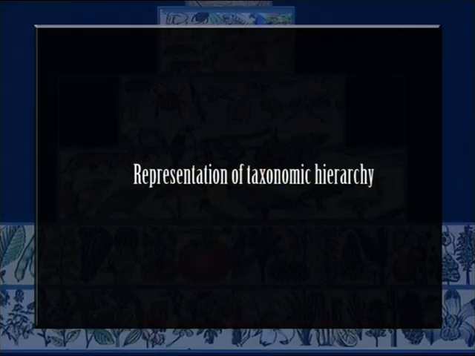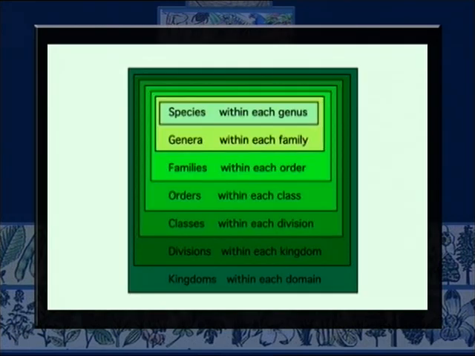Now, we will see how to represent the taxonomic hierarchy. A taxonomic hierarchy can be represented in a box-in-box scheme, wherein species are included in a larger box at genus level, genera in a still larger box representing families, families in a still larger box designating order, and so on, ultimately to the largest box, which represents the highest level, the kingdom.